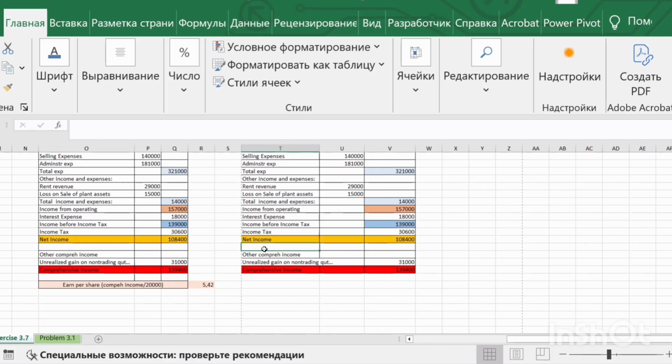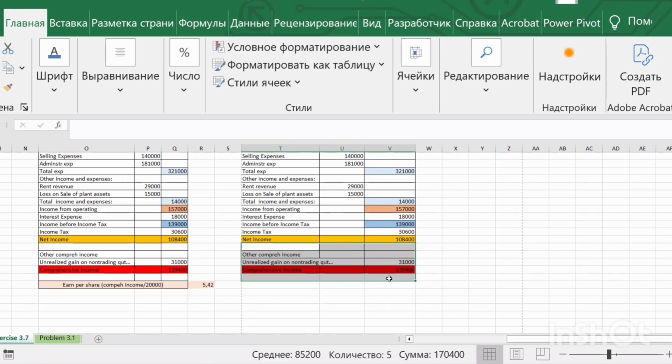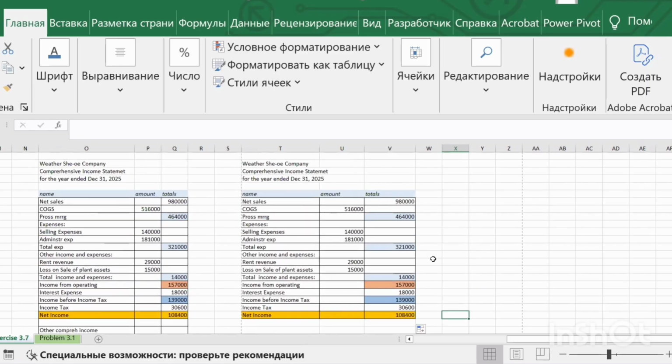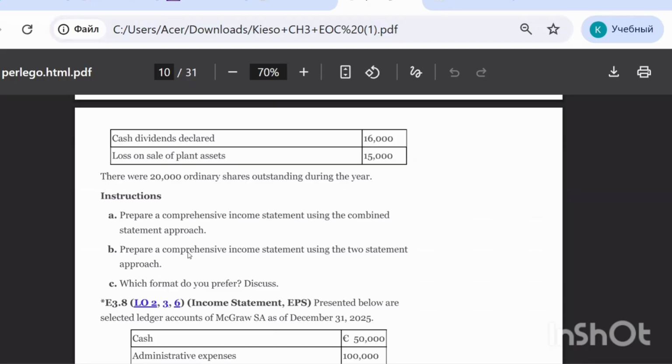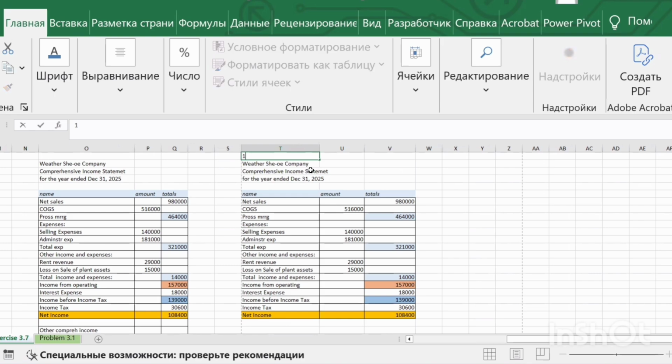And that's all. We do not need the information about other comprehensive income like unrealized gain on non-trading securities, because it is not included in the income statement. So it is the main difference between these two statements. And for example, we also can make the second, comprehensive income statement, in the two-statement approach. So this was the first statement, and the second one.